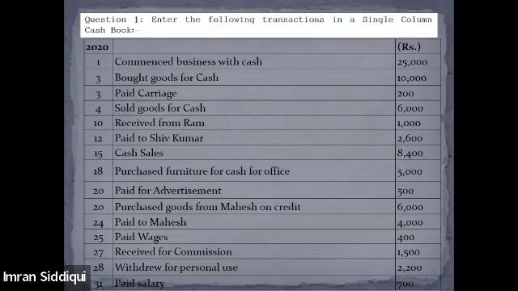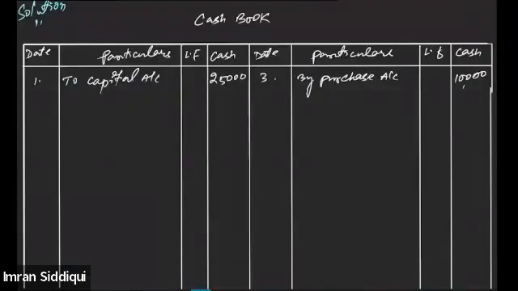Then on the third, again, paid carriage. So carriage is an expense, right, everyone? Carriage is an expense. So carriage needs to be recorded on the credit side as well. Why? Because this will lead to the outflow of cash. And as I told you, all the outflow of cash will be recorded on the credit side. So we'll write this as by carriage account. Amount was 200.